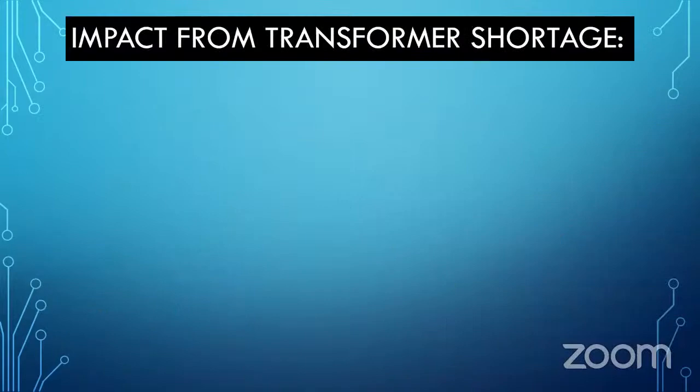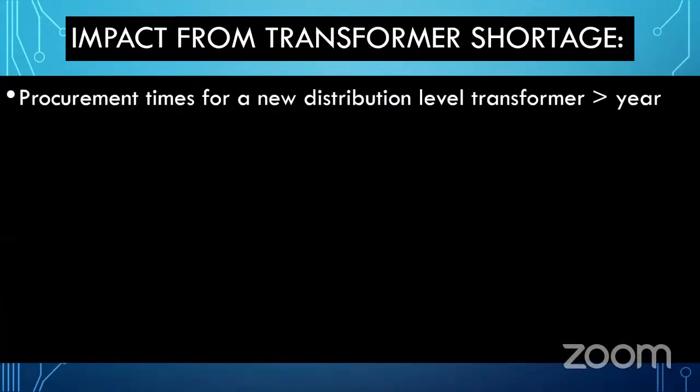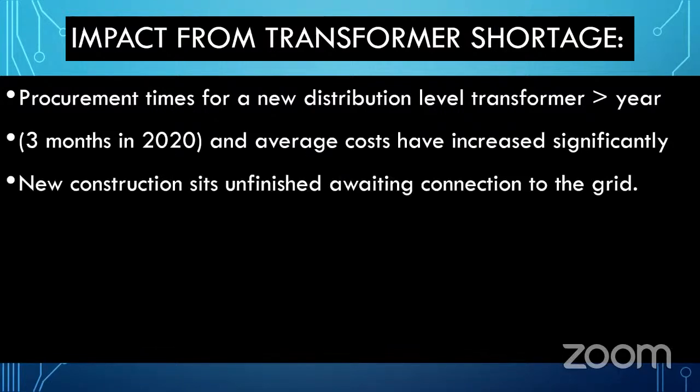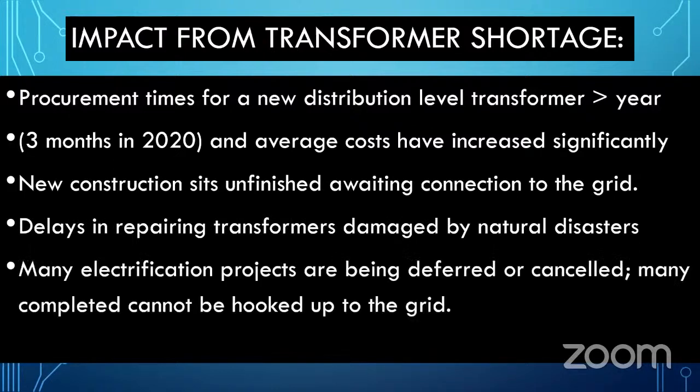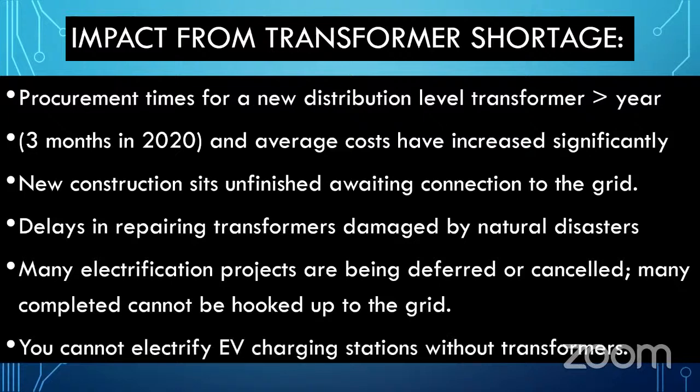Impact from transformer shortages. Procurement time for a new distribution level transformer is over a year. It was 3 months in 2020. The average costs have also increased significantly. New construction sits unfinished, awaiting connection to the grid. Delays in repairing transformers damaged by natural disasters. That's a big deal. Many electrification projects are being deferred or canceled. Many that are completed cannot be hooked up to the grid. You cannot electrify an electric vehicle charging station without transformers.